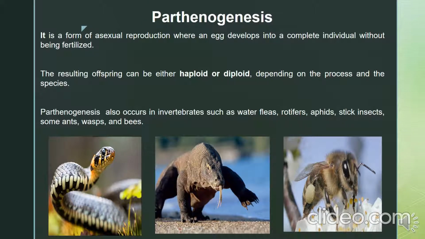Parthenogenesis is another form of asexual reproduction where an egg develops into a complete individual without being fertilized. The resulting offspring can be either haploid or diploid, depending on the process and the species. Parthenogenesis also occurs in invertebrates such as water fleas, rotifers, aphids, stick insects, some ants, wasps, and bees. It has also been observed to occur naturally in certain species of whiptails, some geckos, rock lizards, Komodo dragons, and snakes.